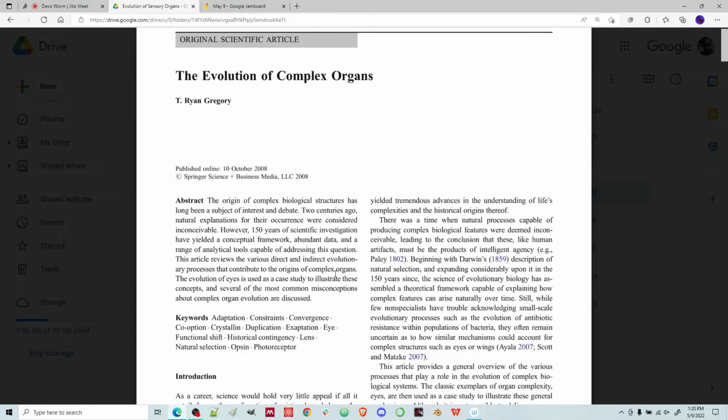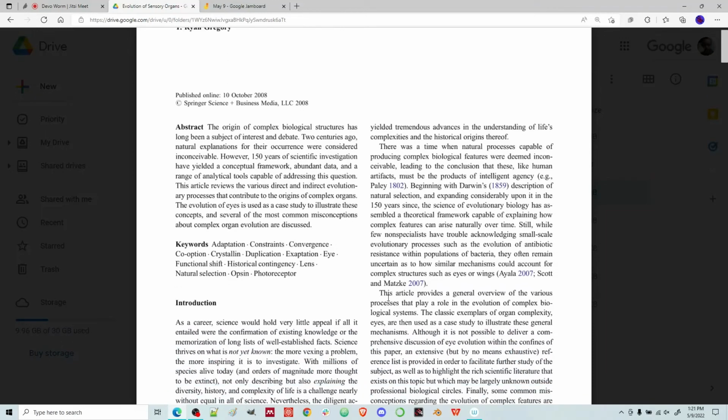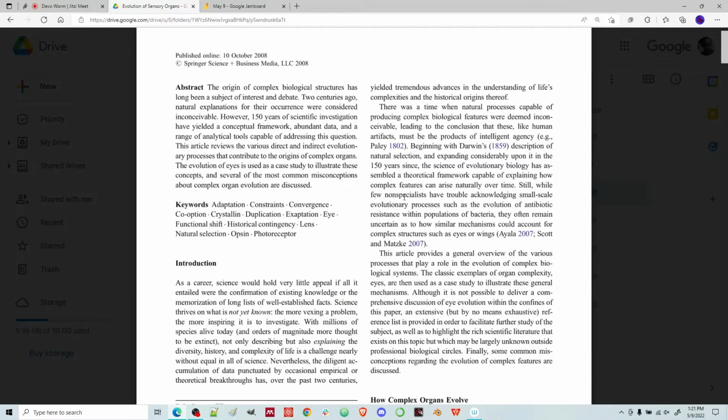So 150 years of scientific investigation has yielded a conceptual framework, abundant data, and a range of analytical tools capable of addressing this question. This article reviews the various direct and indirect evolutionary processes that contribute to the origins of complex organs. So they use the evolution of eyes in this as a case study and address a lot of the common misconceptions about complex organ evolution. So this kind of goes back to William Paley and Charles Darwin, where they were laying out the foundations of natural selection.